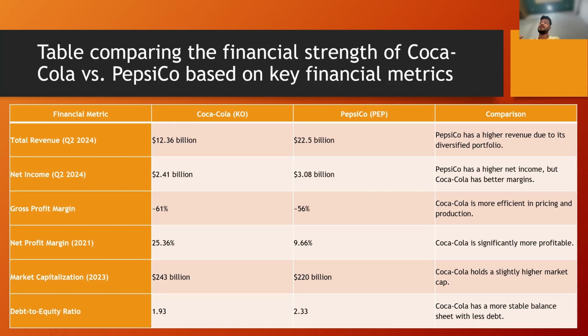Third, market capitalization and financial stability. Market capitalization: as of 2023, Coca-Cola's market capitalization stood at $243 billion, slightly ahead of PepsiCo's $220 billion, reflecting strong investor confidence. Debt to equity ratio: Coca-Cola's ratio of 1.93 indicates a more conservative approach to leveraging compared to PepsiCo's 2.33, suggesting Coca-Cola has a stronger balance sheet.